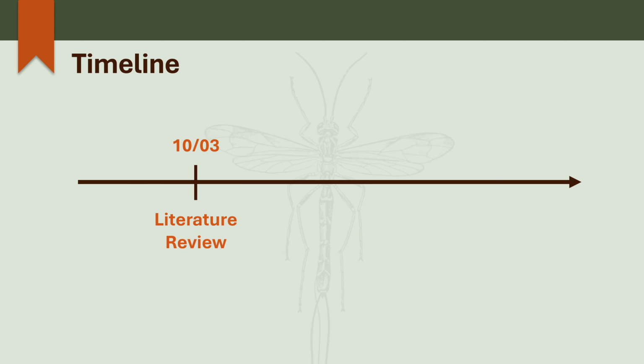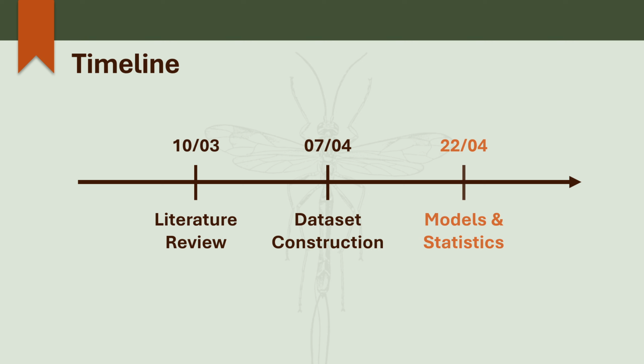So the literature review portion I expect to be done by the 10th of March. By the 7th of April, I expect to be done with my dataset construction, and by the 22nd of April, I expect to be done with my models and my statistics.